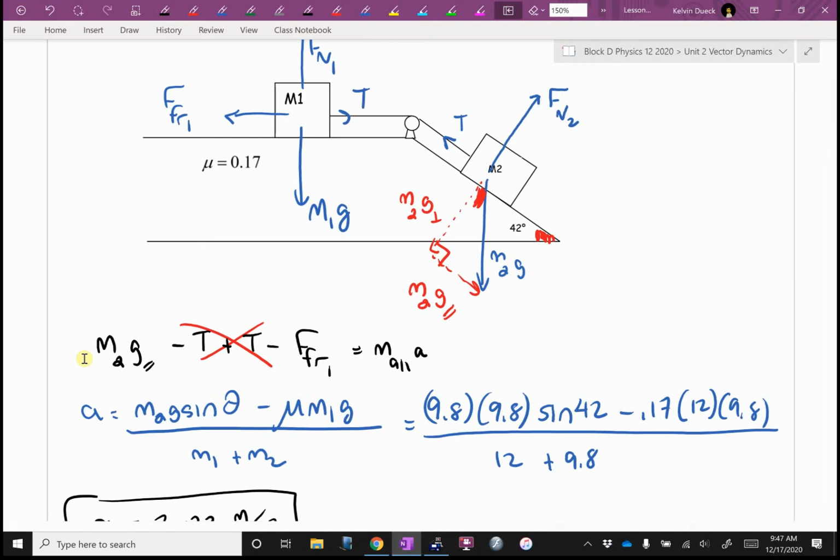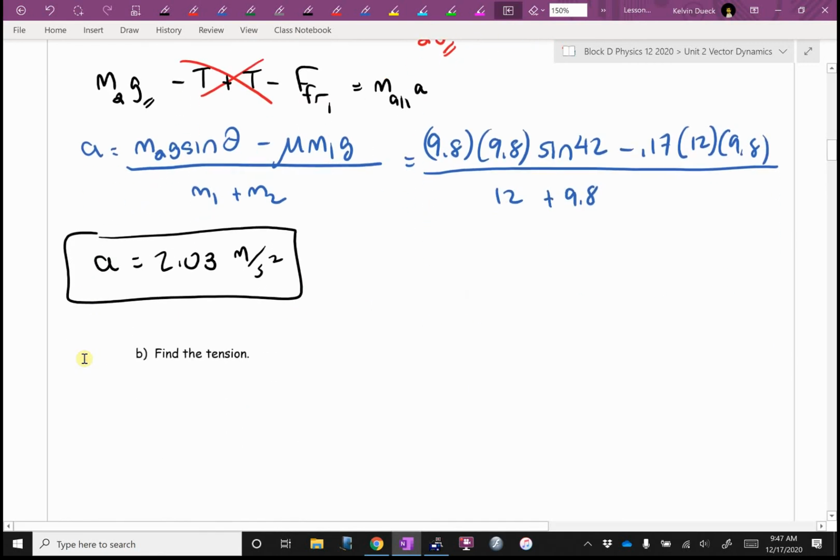Tension minus friction force number 1 equals M1A. Yeah. Do I need to do swappy dance? No, I'll just plus the friction over. Tension equals M1A plus friction force number 1.